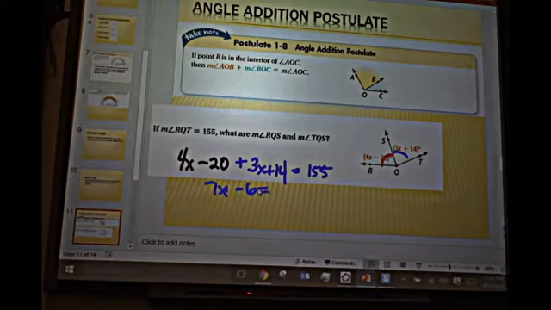-6 equals 155. So 7x is equal to 161, right? Now last class I asked, how do you do that division fast? That's the next step, right? Somebody said grab a calculator. Okay, how do we do it in our head fast?